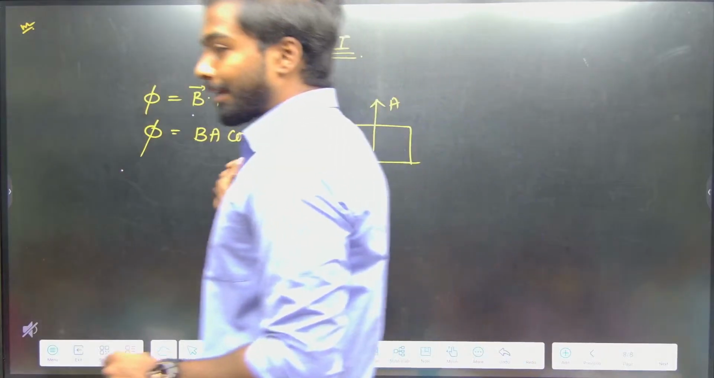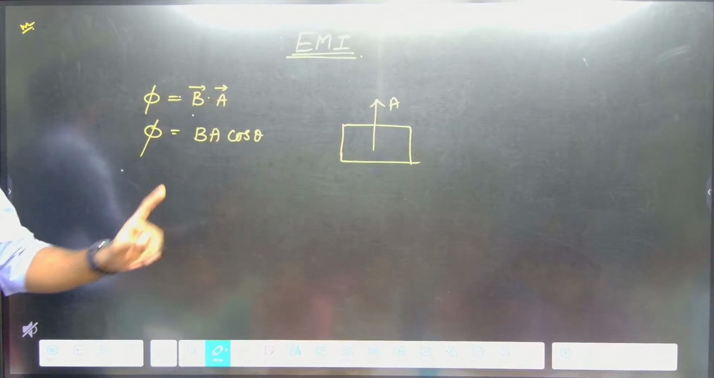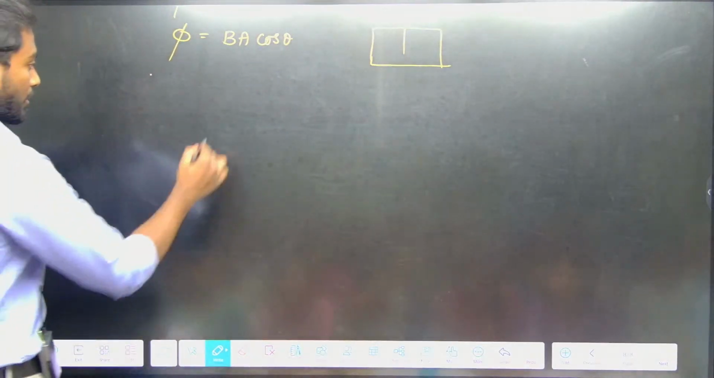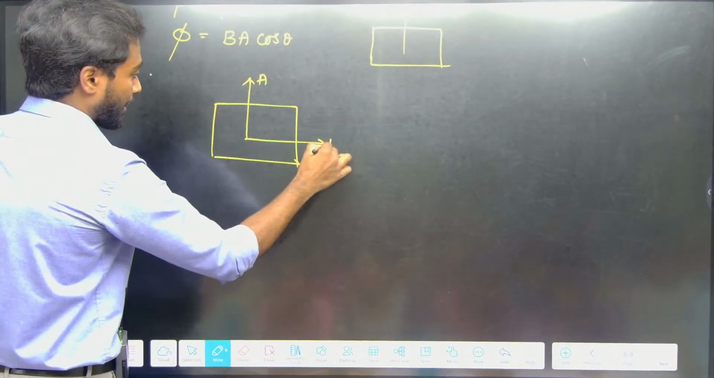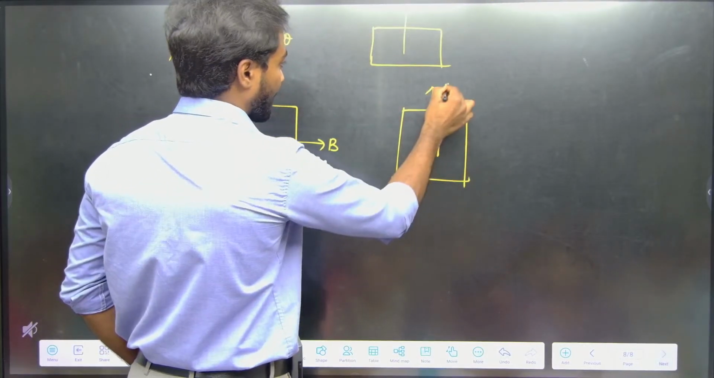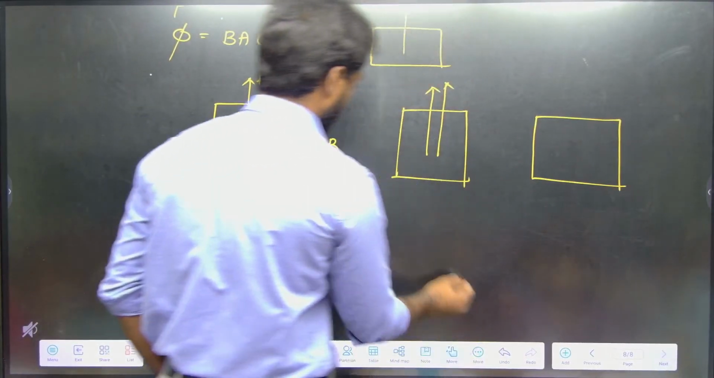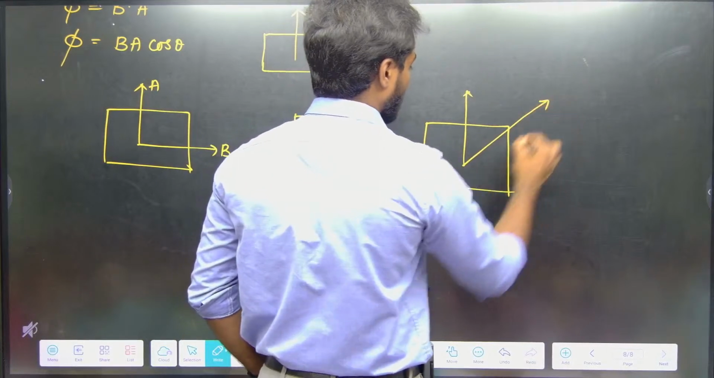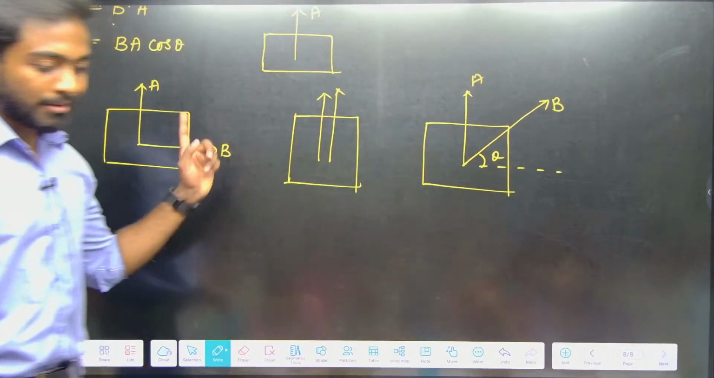So what is theta here? It is the angle between magnetic field and area of the cross section. Okay, now if I give a condition, give me answer for these questions. This is my area and this is my magnetic field, and this is the angle theta. Can you give answer for these three cases?